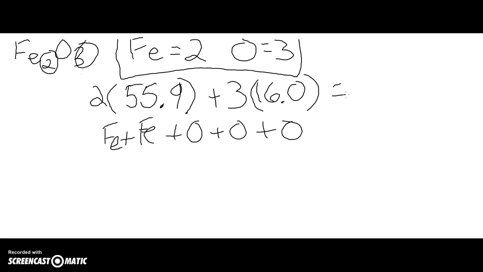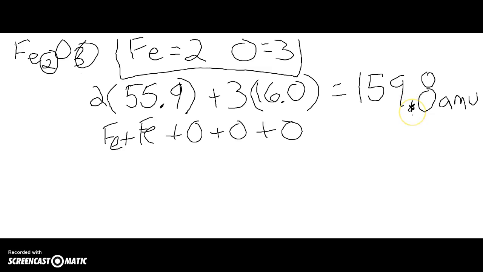It's 55.9 times 2, and add to that in parentheses 3 times 16. Make sure you use parentheses, even though most calculators should know that 3 times 16 gets done before it gets added to that previous number. Make sure you're putting things in parentheses just to be safe. So your answer is going to be 159.8, and your units are AMU for that middle column, because if we're talking about atomic mass, that's measured in atomic mass units. Sorry, it's supposed to be a decimal.